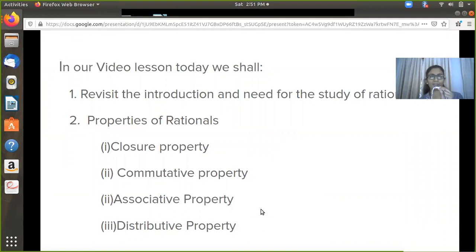So in our video today, we are going to revisit the introduction and the need for the study of rationals. Also, we shall discuss the properties like the closure property, the commutative property, the associative property, and the distributive property for rational numbers.